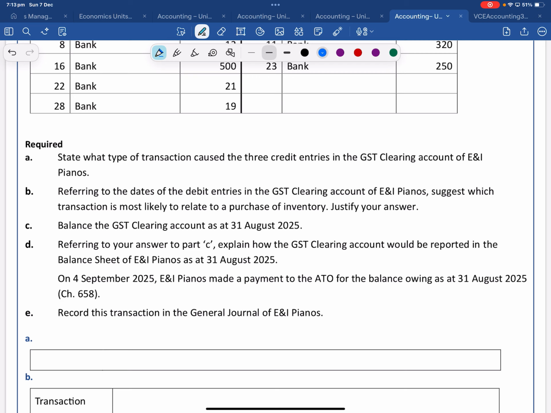Good. Then what else? GST clearing, what happens? Debit. And then what else? Debit sales, because it's revenue that's decreased. Revenue decreases. Good. There's a separate account for sales returns.